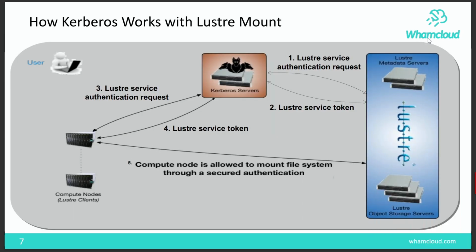Basically, on the right-hand side, you have the Lustre servers. They will first connect to the Kerberos server in order to authenticate and retrieve a service token. Similarly, the clients on the left-hand side will have to connect to the Kerberos server, again, to obtain a service token. And these tokens will be put into the request when clients and servers talk to each other. And the authentication tokens will be checked against the Kerberos server.